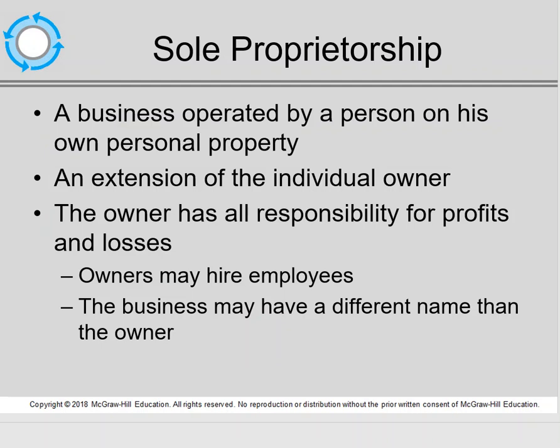A sole proprietorship, as the name implies, is a business that's owned and usually operated by one person. Thus, the sole proprietorship is an extension of its individual owner. The owner still may have employees, and the business may have a different name than the owner. However, the owner has all the responsibility, which means he or she gets to keep the profits, and he or she is responsible for all of the losses.